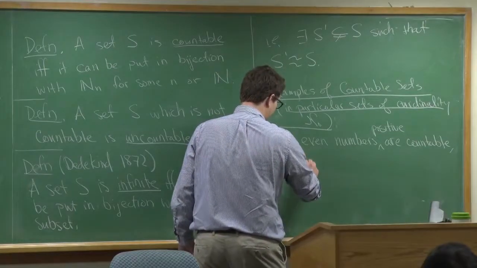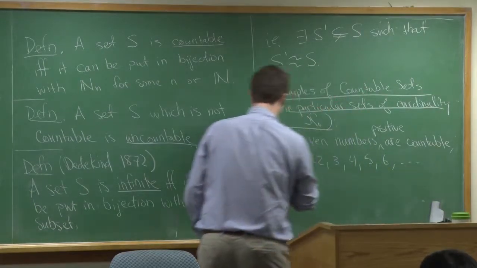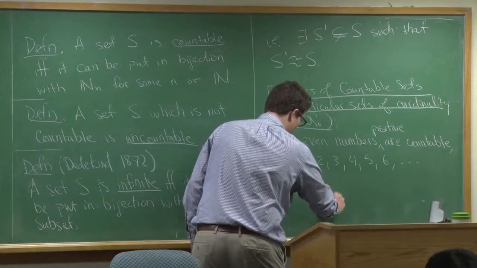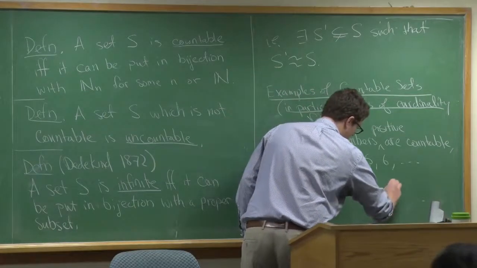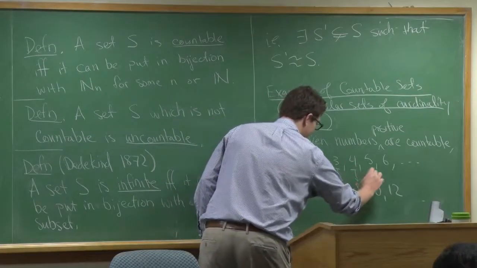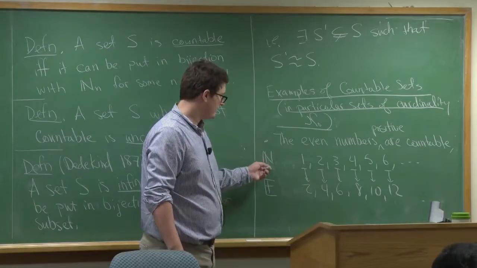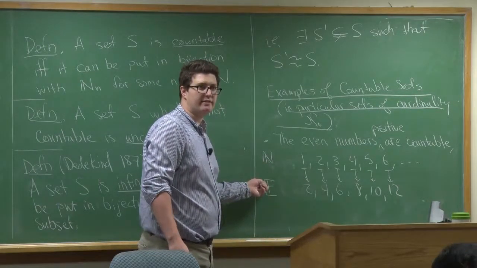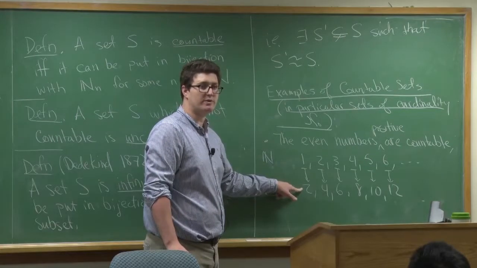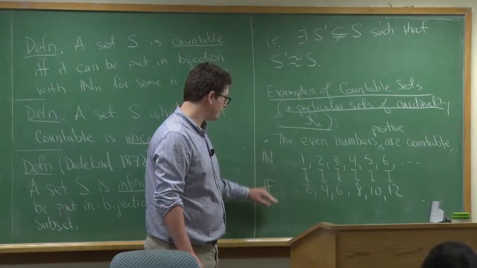I'm just going to write it like this. 1, 2, 3, 4, 5, 6. These are the natural numbers. And the even numbers, I'll write like this: 2, 4, 6, 8, 10, 12. And the map goes like this. This guy maps to this guy, this guy maps to this guy, and so on. Although this is a proper subset of this, it can be put in bijection with this set. The map here is onto, right? Every even number gets hit, and it's one-to-one. No number maps to the same even number. So these two sets have the same cardinality.